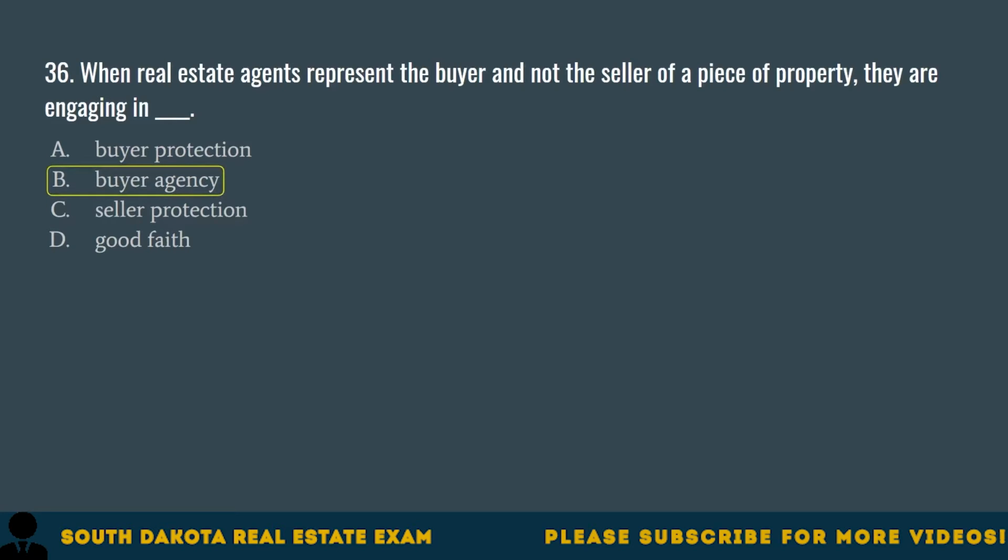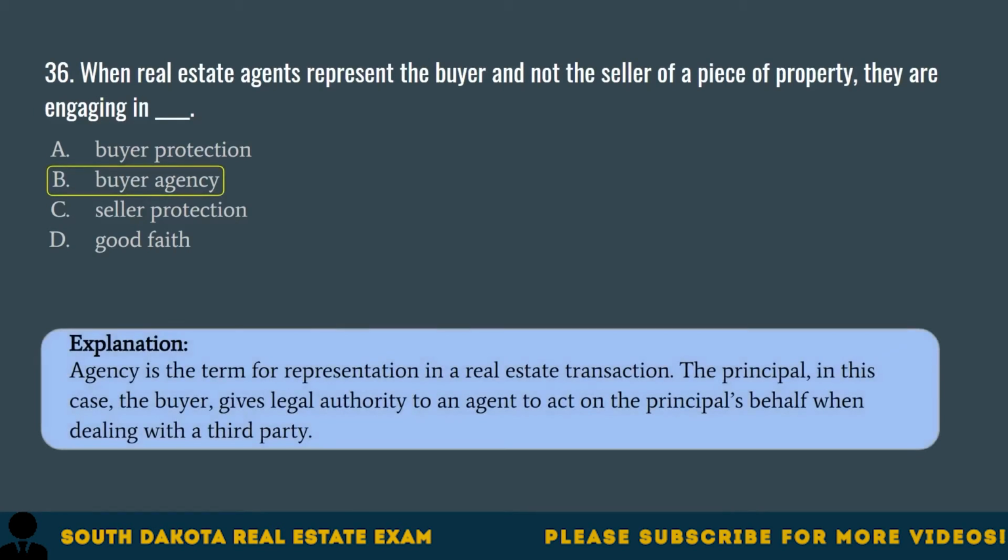Buyer agency. Agency is the term for representation in a real estate transaction. The principal, in this case the buyer, gives legal authority to an agent to act on the principal's behalf when dealing with a third party.